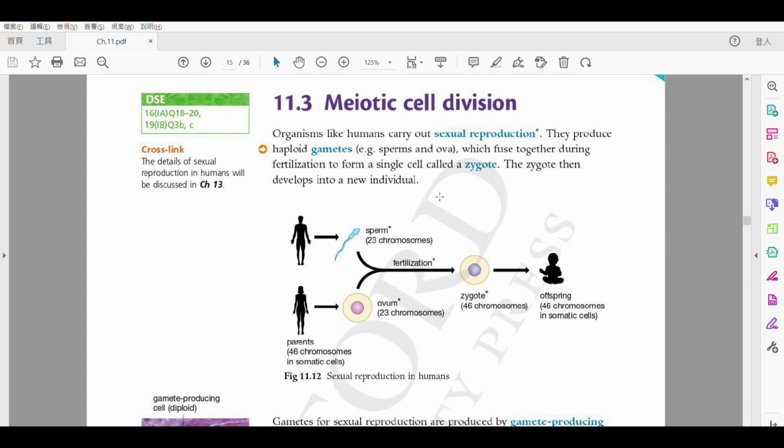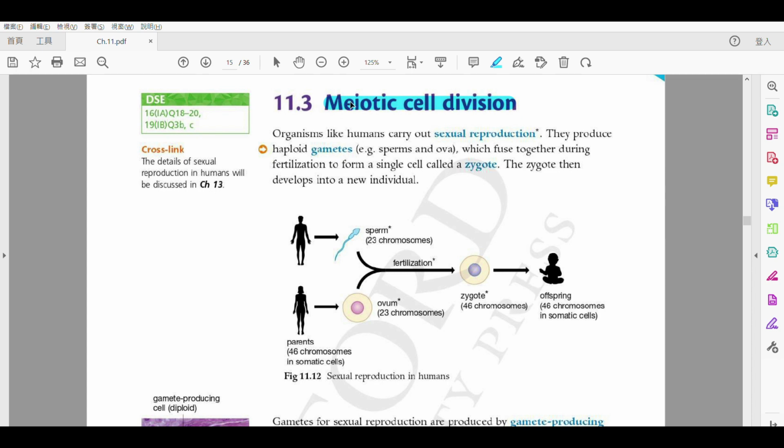So this part is a little bit more difficult than the mitotic cell division. From this part onwards, we are going to learn another type of cell division. This type, we call it the meiotic cell division. Okay, meiotic cell division. Alright, so we kickstart right away.